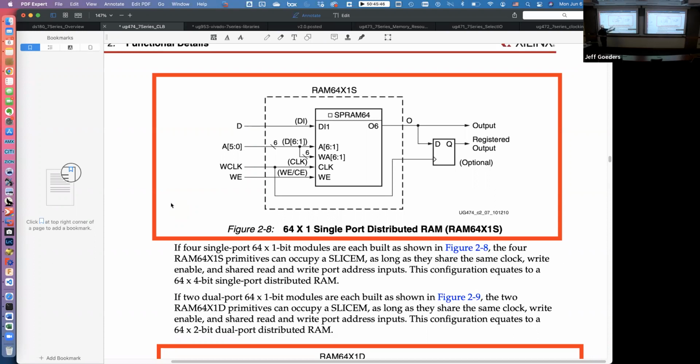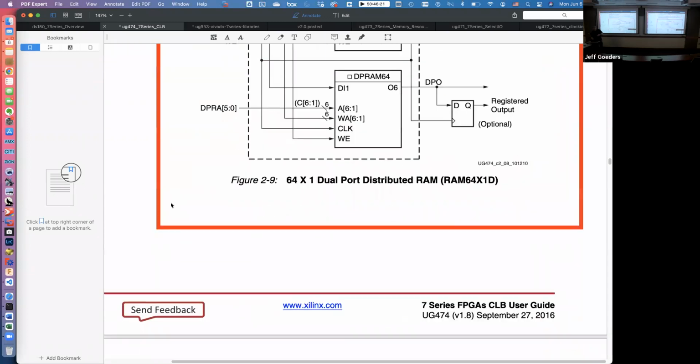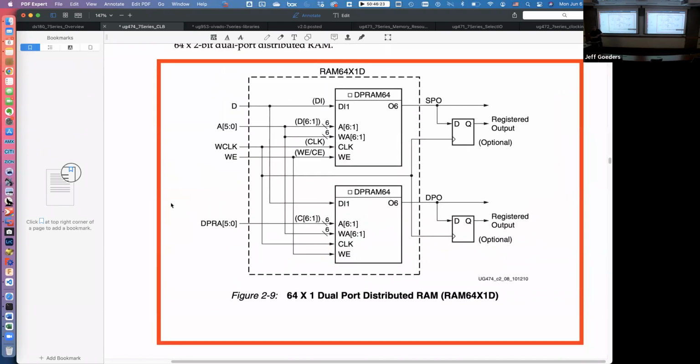And this RAM is asynchronously read, meaning you don't have to wait for a clock. If you change the address lines, after a combinational logic delay, the output will change. Or do we have lots of flip-flops in the slice? Yeah, there's 8 of them, right? And so if the code you write has a synchronous read, meaning I want to see the data after the clock edge, you'll just grab one of the flip-flops sitting there. So this is nice because you can have either asynchronous or synchronous reading. And here's one where you can say, oh, but I really want a dual port.